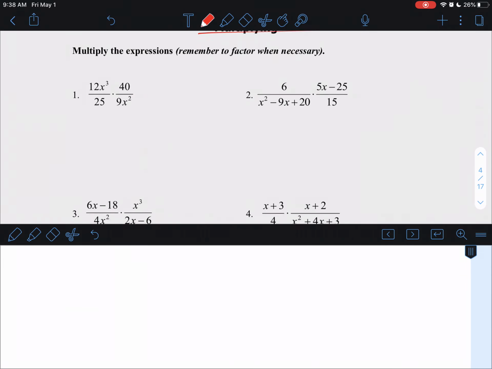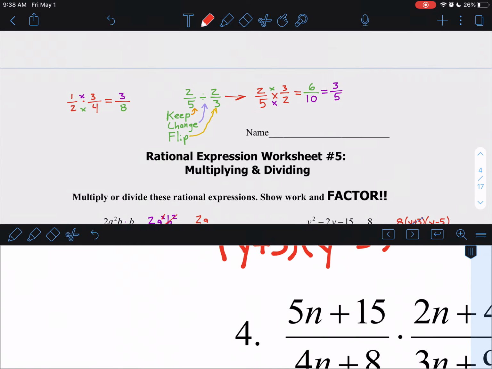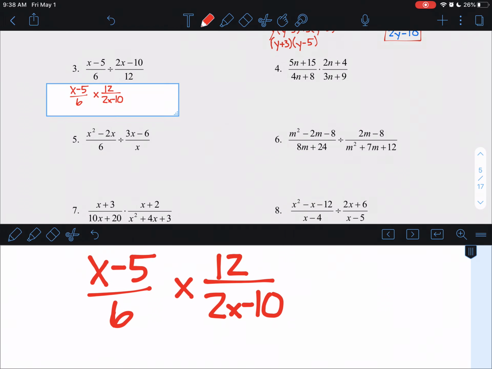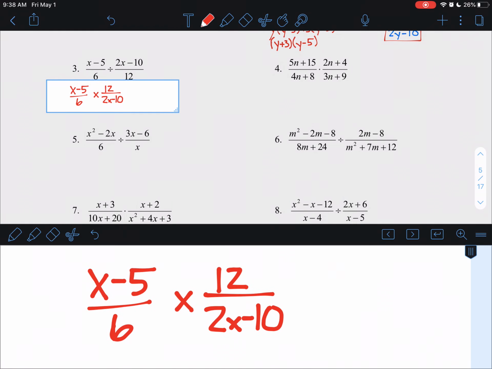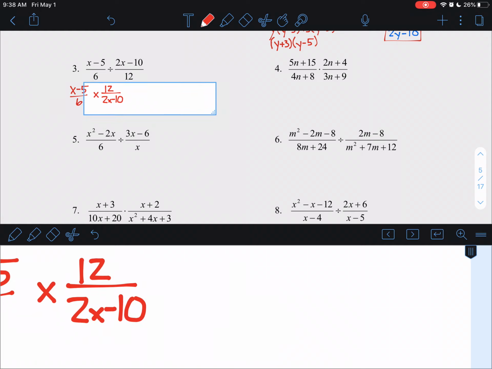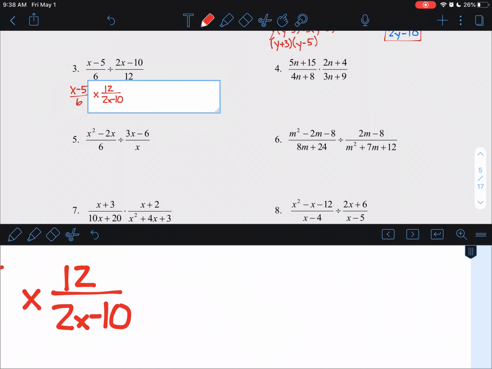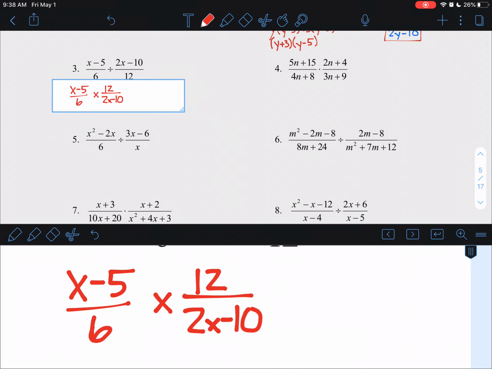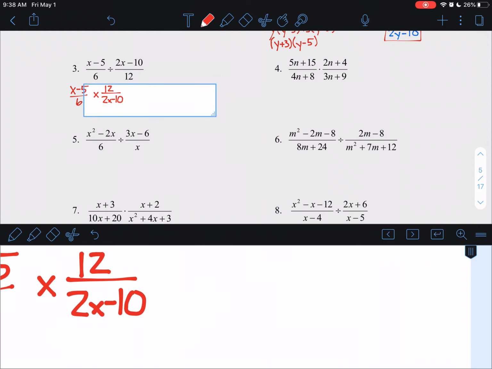So I need to pull out a GCF if there is any in any binomials. So I have x minus 5, there's no GCF there. I have 6, I have 12, nothing is happening to those, they're just numbers. And then I have this 2x minus 10. And that 2x minus 10, I can turn that into 2 parentheses x minus 5. So I'm going to do that.